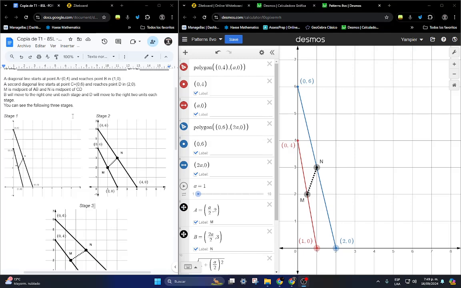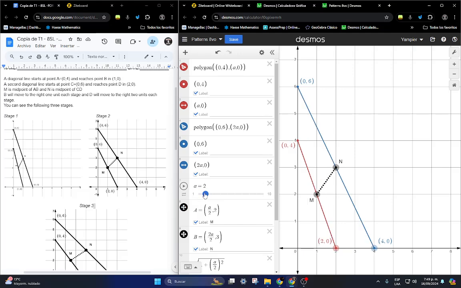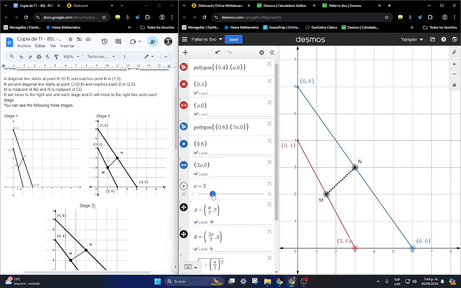B and D are going to be moving. Remember, this is B and this is D. They are going to be moving. So here you have the pictures of the first three stages, but here in Desmos we can actually see how it changes. So this is stage 1. Now this is stage 2. This is stage 3, and we can actually move further.